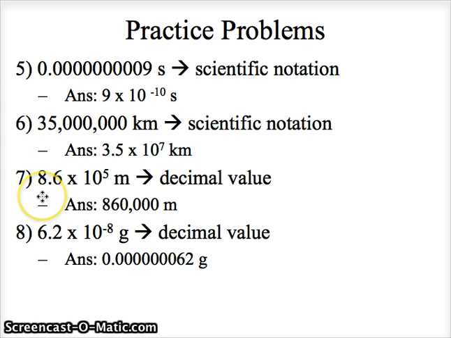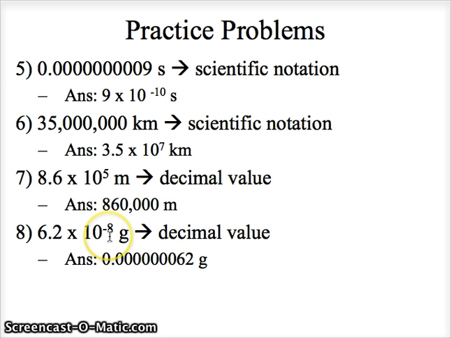Now, 7 and 8 is basically something that we are going to work with to get the scientific notation into a numerical value. So since the exponent is positive 5, we know that this value is actually much larger than 8.6. So we're going to move the decimal point to the right a total of 5 times, giving us an answer of 860,000, or otherwise known as 160,000 meters.